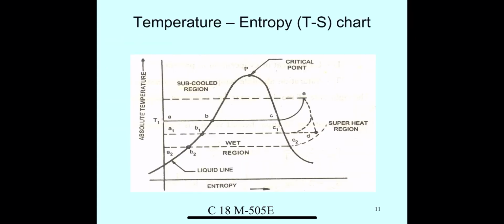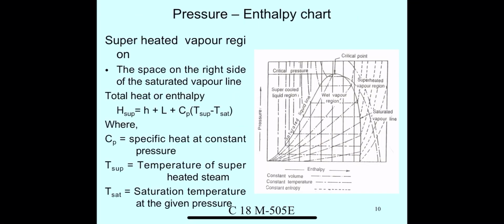Okay, the temperature entropy Ts diagram charts. Here in this formula we consider heat or enthalpy in terms of superheated. So in terms of superheated we have to consider a different formula: the temperature difference with the help of the specific heat at constant pressure, and latent heat and sensible heat are common. First, in the wet region we consider a dryness fraction, because it is in the wet and dry vapor state.